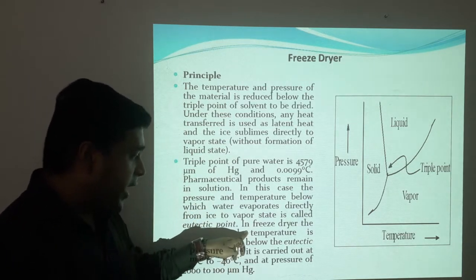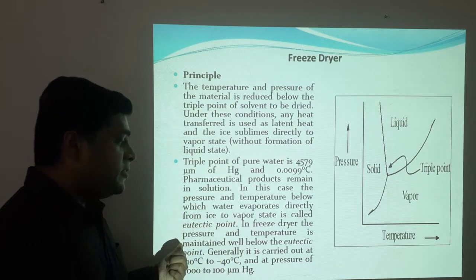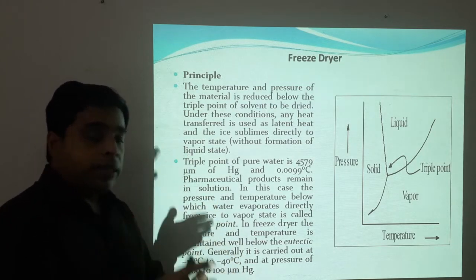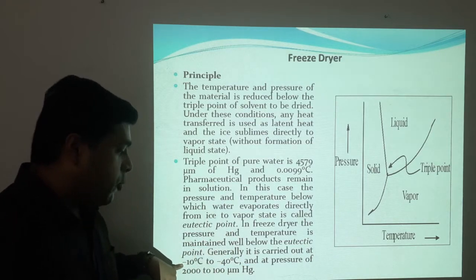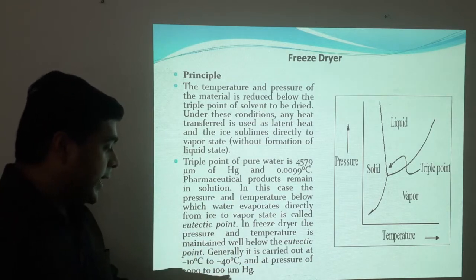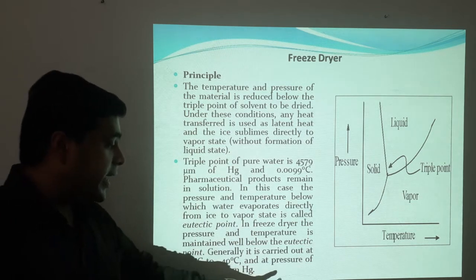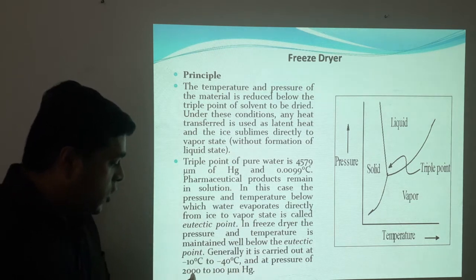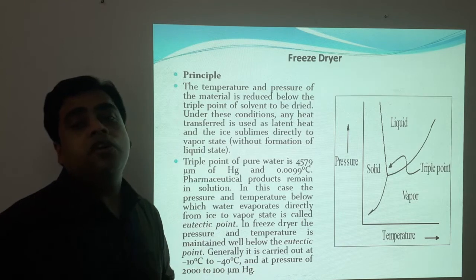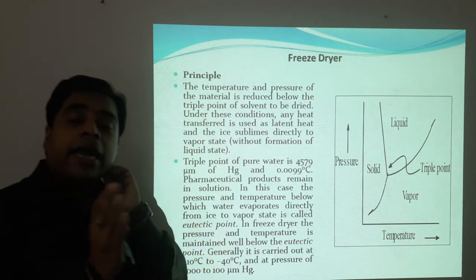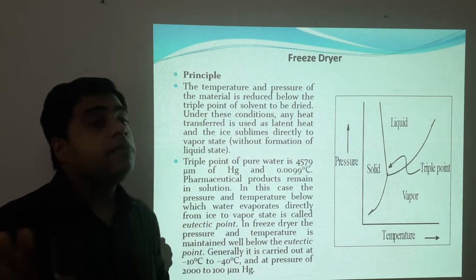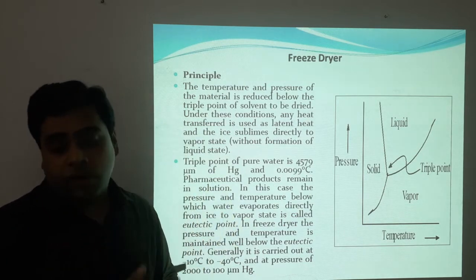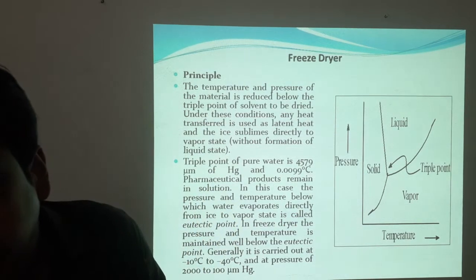And in a freeze dryer, the pressure and temperature are maintained well below this eutectic point. Generally it is carried out at a temperature of minus 10 degrees centigrade to minus 40 degrees centigrade and at a pressure of 2200 micrometers of mercury. So this is a unique type of dryer, and the principle is not similar to any other type of dryer which we have previously studied.